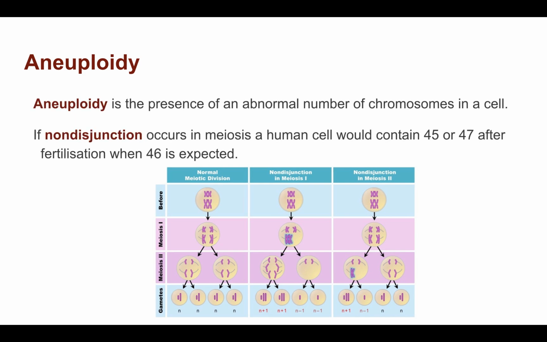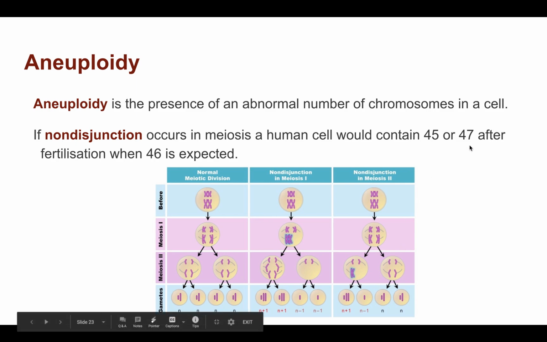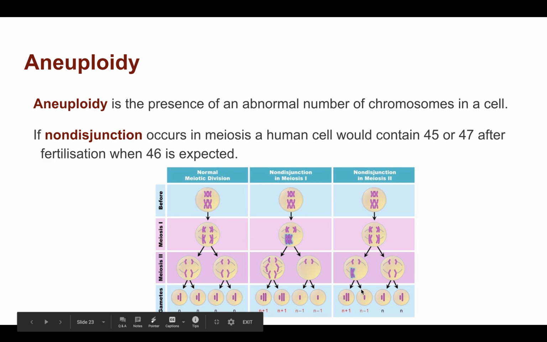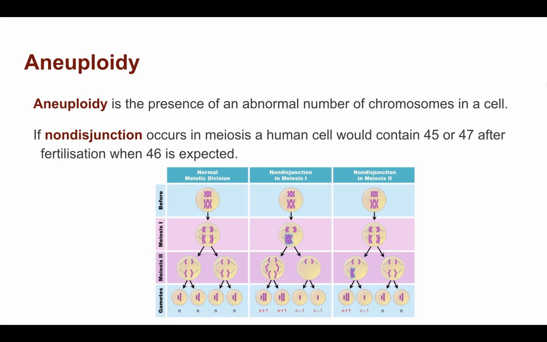Okay, so aneuploidy is the presence of an abnormal number of chromosomes in a cell. In meiosis, it would lead to us having 1 less, which would be 45, which would be caused, say, by this one, or 1 more, having 47, which would be this one. Okay, and it leads to certain diseases. So if you don't get that, come straight back to the Google Meet and talk to me.